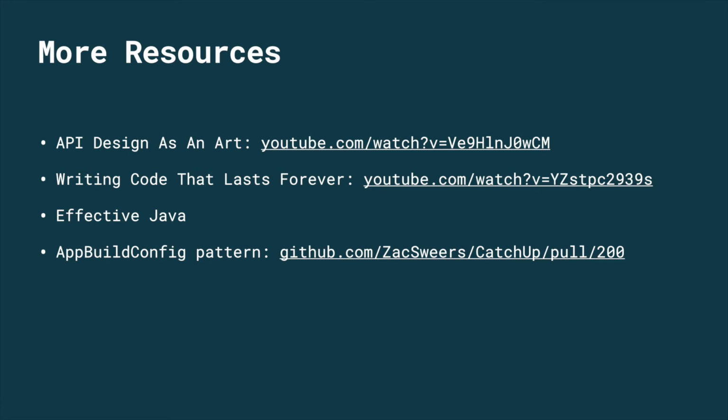And I have an example pull request of an implementation of this app build config pattern if you're interested. Now, you can't solve everything with API though. Code review is obviously important too, and not all safety can be baked into design.